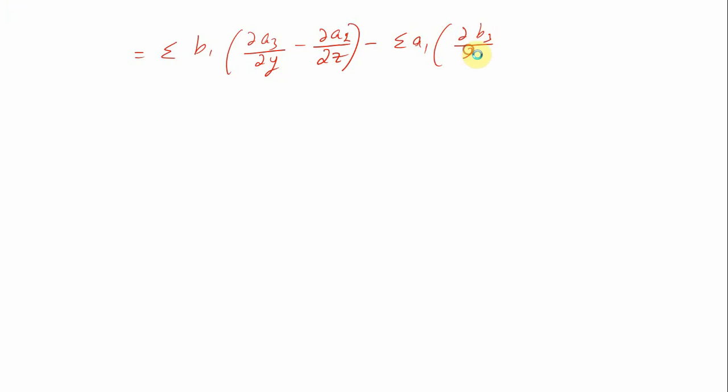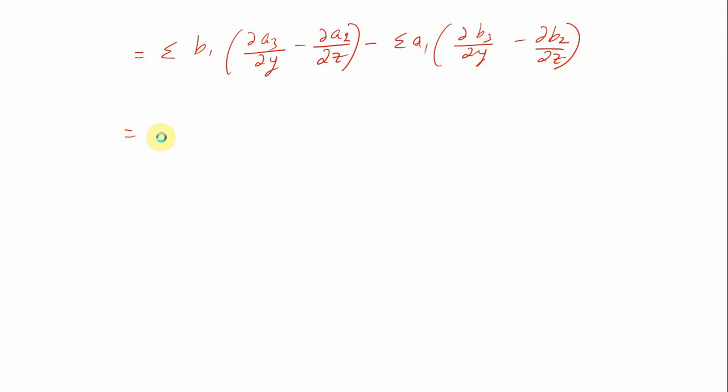So just now I said that this is going to give you summation of b1 dou a3 upon dou y. I have taken b1 common from the above equation. You can please try this. Dou a2 upon dou z minus summation a1. A1 I have taken outside, I have taken common. So dou b3 upon dou y minus dou b2 upon dou z. Please try this yourself.